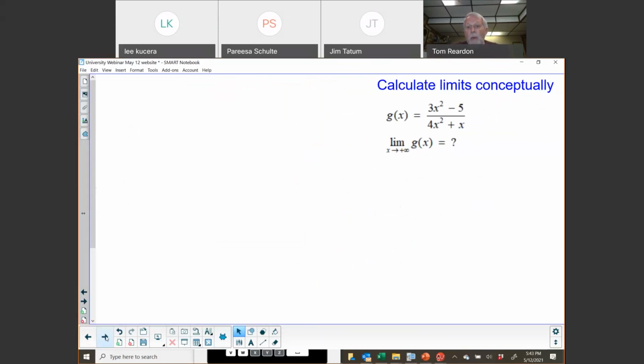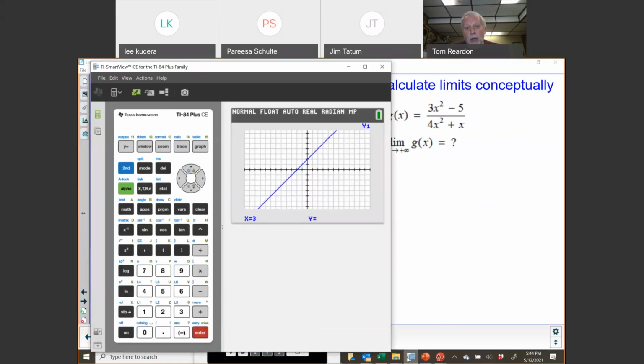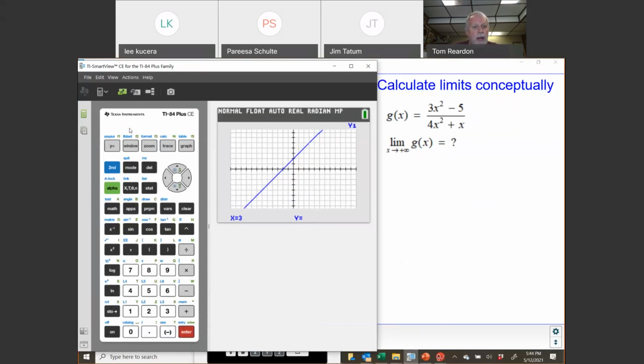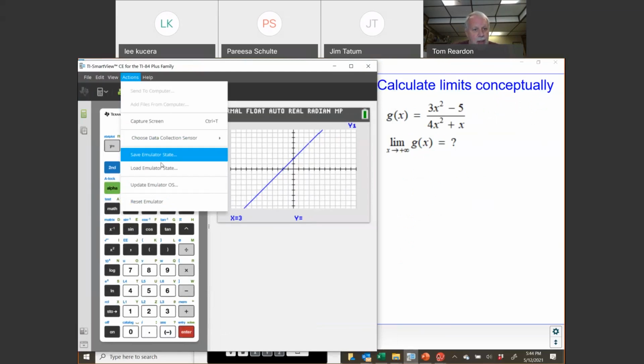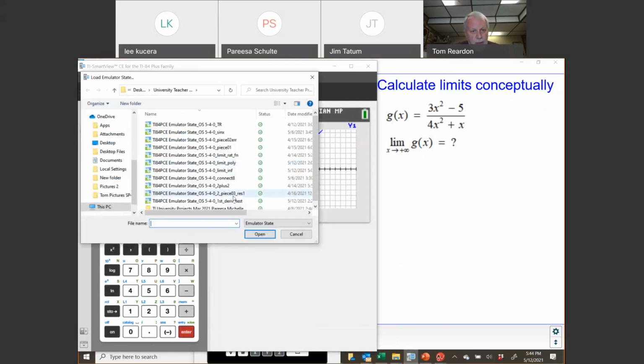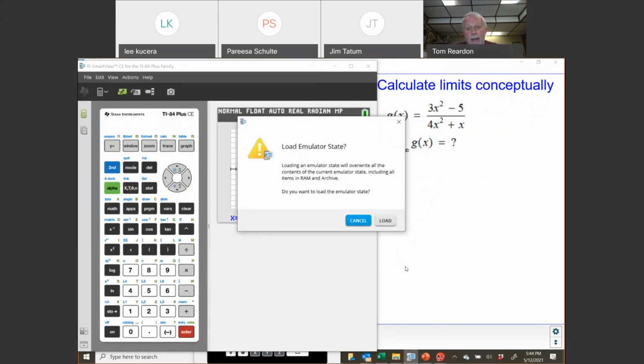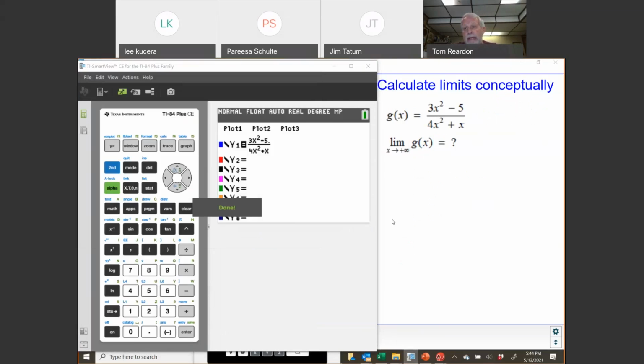All right, another one, calculating a limit conceptually. Again, here, we're going to look at as x increases without bound. And so let me go ahead and load the state that I have for that, so I don't have to do this whole bunch of stuff because I already have it typed in. Okay, and that's one nice thing about the TI-84 emulator software, SmartView software. You can have different states and have things already pre-done. So you notice I already have this typed in.